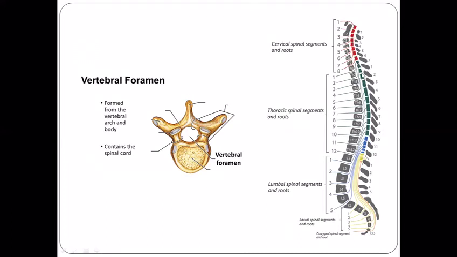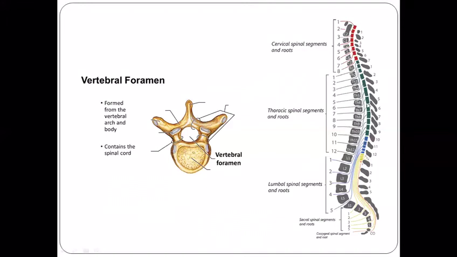cord. So the spinal cord shows two enlargements. One is at the cervical region, known as the cervical enlargement. The other is at the lumbar region, known as the lumbar enlargement or lumbosacral enlargement. So the vertebral foramen of the cervical and the lumbar vertebrae are comparatively larger and triangular in shape in order to accommodate the cervical and the lumbar enlargements.